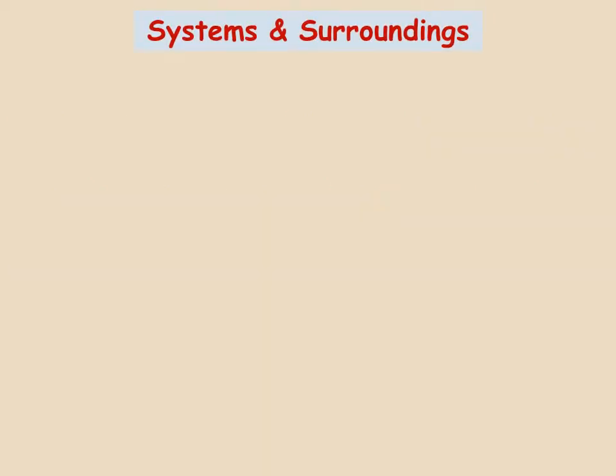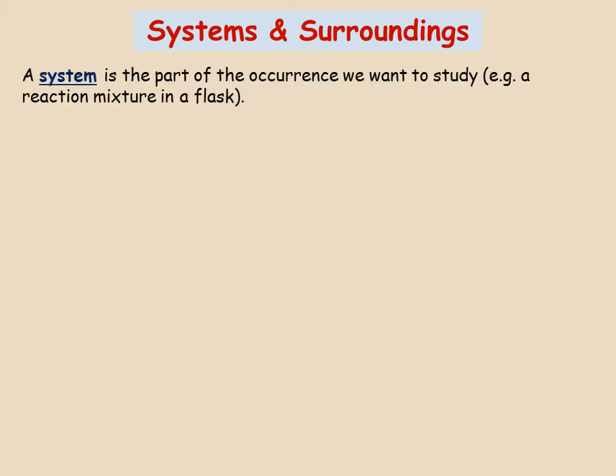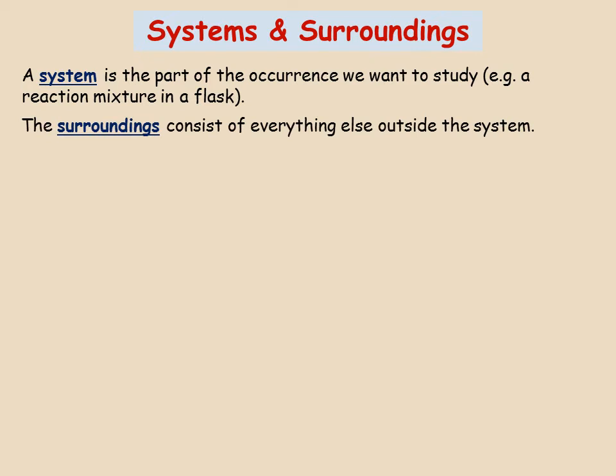Children, let's learn about systems and surroundings. What is a system? A system is the part of the occurrence we want to study. For example, when we are carrying out a reaction, whatever is happening in the reaction mixture, that's what we call a system. And what are surroundings? Surroundings is anything or everything beyond the system, right?